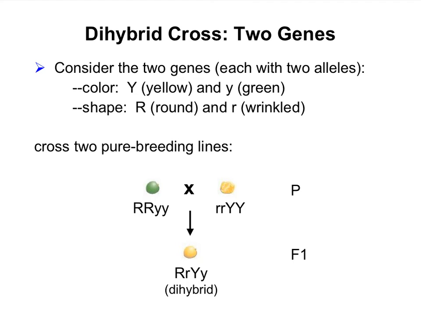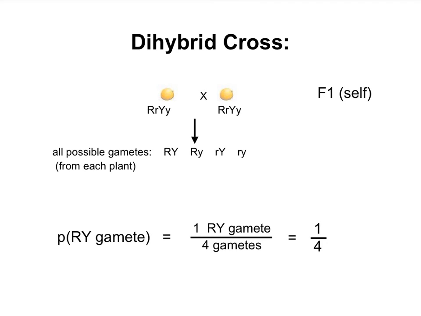So here, consider 2 genes with 2 alleles. You have a big Y and a little y, a big R and a little r. So cross 2 purebreeding lines. Here's a purebred line, here's a purebred line, and you get your heterozygotes. All the F1s are going to be 100% heterozygous, right? Because this can only give a big Y, this can only give a little y, this can only give a big R, this can only give a little r. So you take your heterozygotes, all the possible gametes. There's 4 of them.